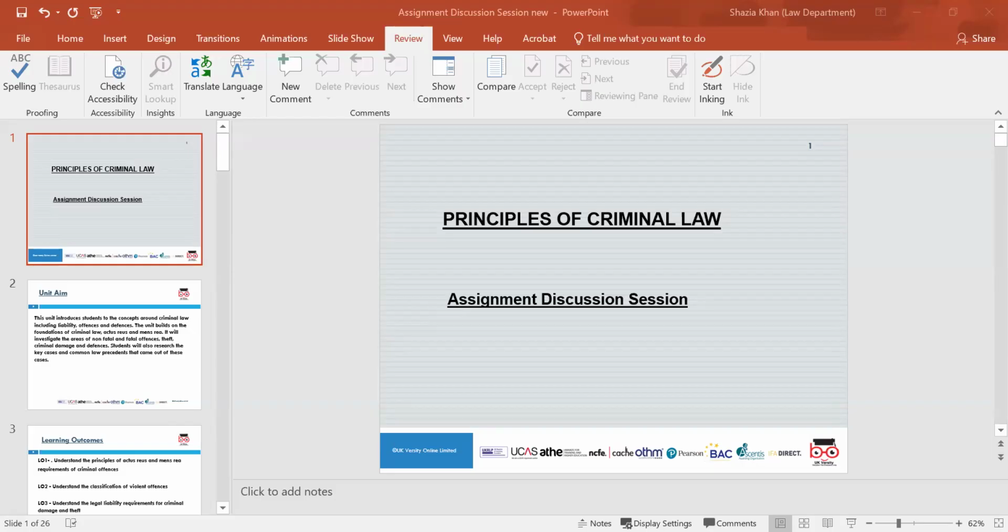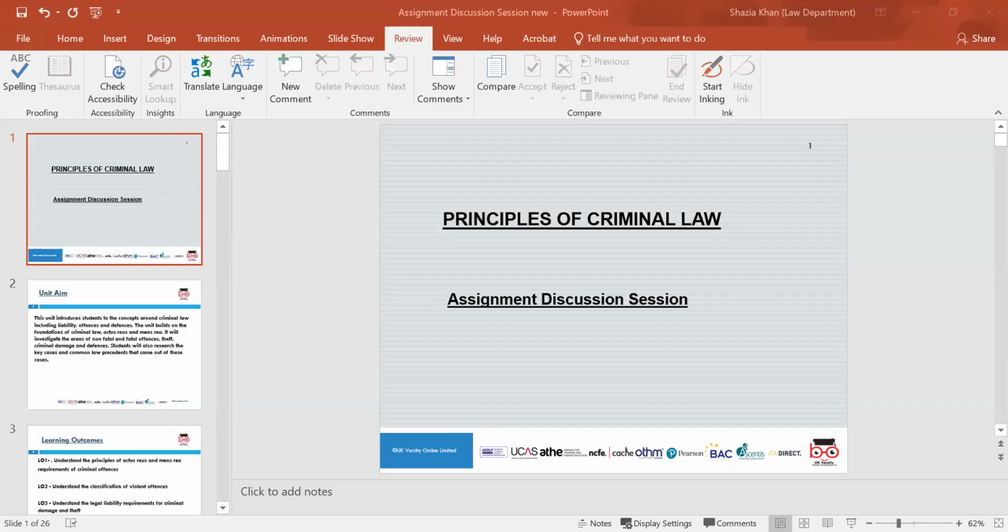In Learning Outcome 3, we looked at understanding the legal liability requirements for criminal damage and theft. We looked at what criminal liability actually means with reference to criminal damage, and we looked at the Criminal Damage Act 1971. We also looked at criminal damage with reference to actus reus and mens rea. We looked at aggravated criminal damage in reference to Learning Outcome 3.